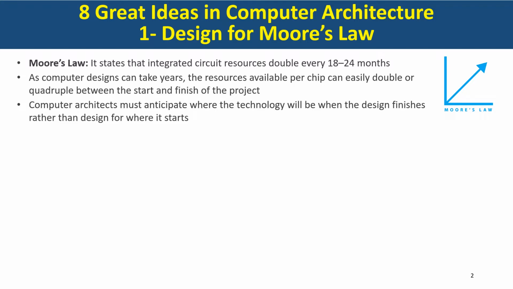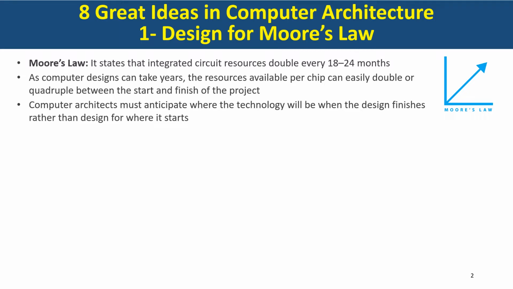The very famous and very first idea is design for Moore's law. I'm not saying Moore's law, I'm saying design for Moore's law. As you know, guys, Moore's law states that the integrated circuit resources, basically the number of transistors, doubles every 18 to 24 months, between 1.5 years and 2 years. Let's say 2 years. So the idea here, not the law itself, is to use this law as a fact and modify the design so that you abide by this law.